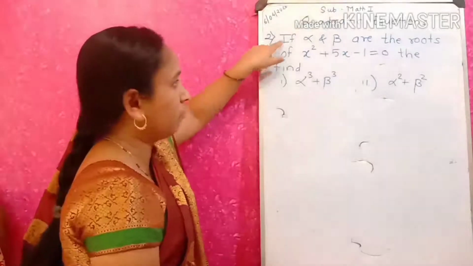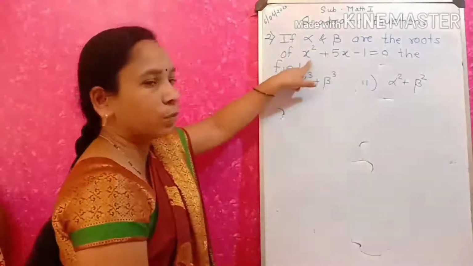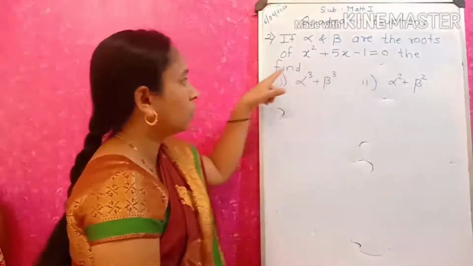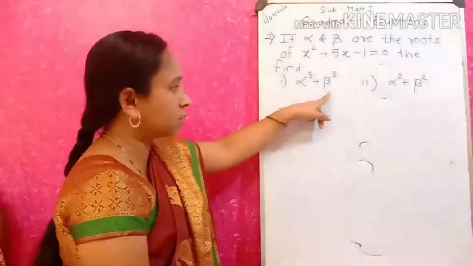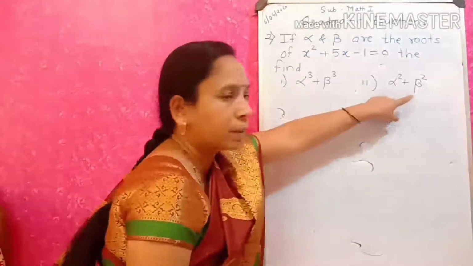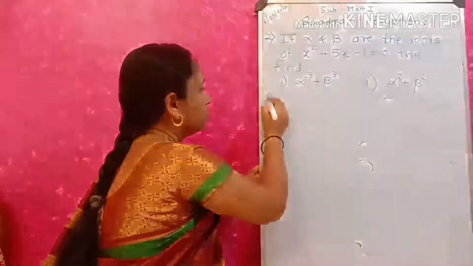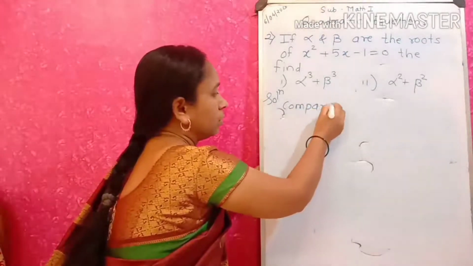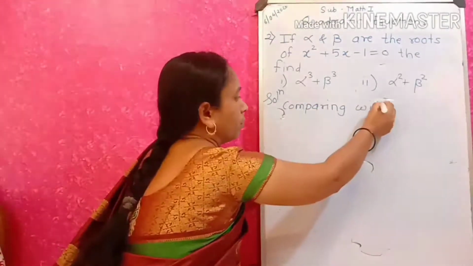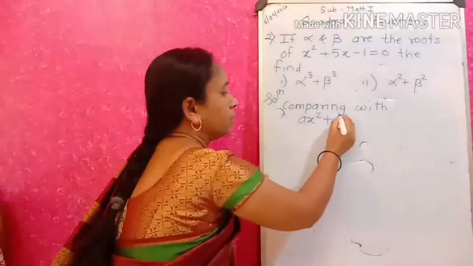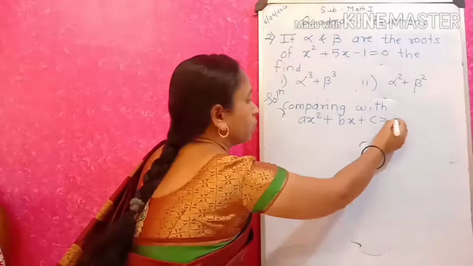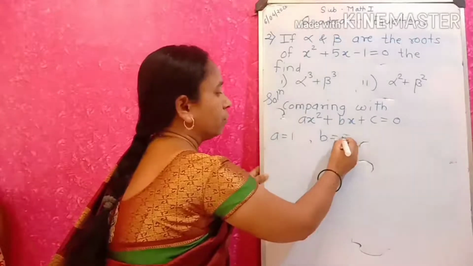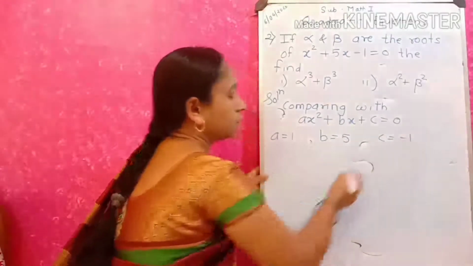Example number 2. If alpha and beta are the roots of the equation x square plus 5x minus 1 is equal to 0, then find first, alpha cube plus beta cube, and second, alpha square plus beta square. So here the solution: comparing with ax square plus bx plus c is equal to 0, we get a is equal to 1, b is equal to 5, c is equal to minus 1.